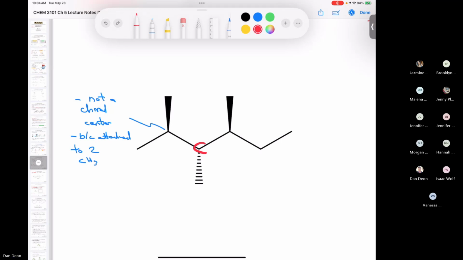Okay, all right, cool. So with this carbon that I have in red, would that be a chiral carbon? Could anybody answer that? The carbon that I have in red, would that be chiral? Is it attached to 4 different groups? So remember, 4 different what? Groups. Is that carbon in red attached to 4 different groups?